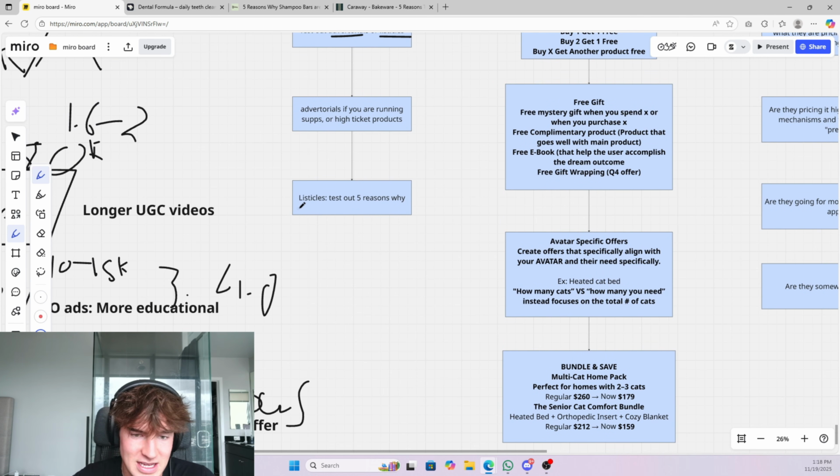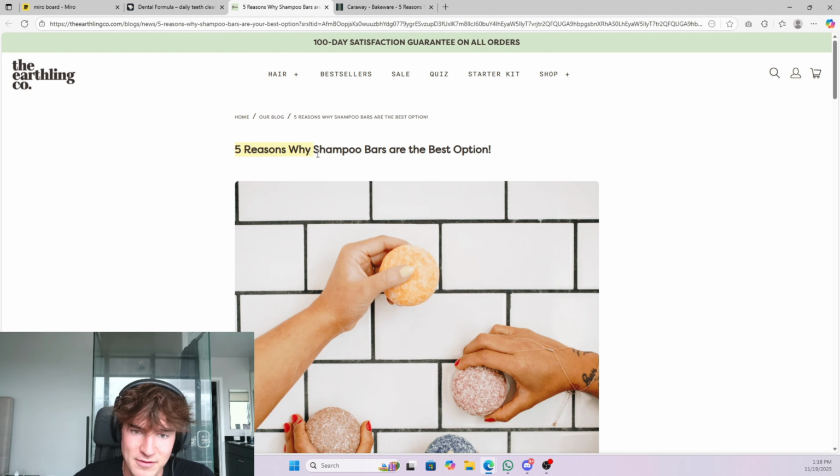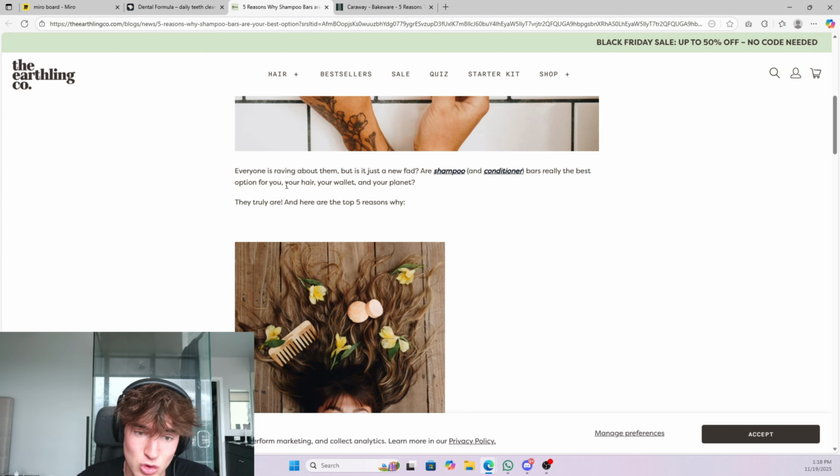Now, the other thing I would test out is listicles. So this is like a 5 reasons why. I'll get into a couple of examples up here. Whoops, let me exit out of this. But boom, 5 reasons why shampoo bars are the best option. All right, interesting. So why are these bars better than just using normal shampoo? Everyone's raving about them, but is it just a new fad? Are shampoo and conditioner bars really the best option for you, your hair, your wallet, and your planet?